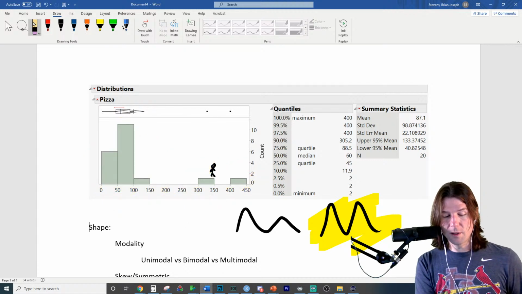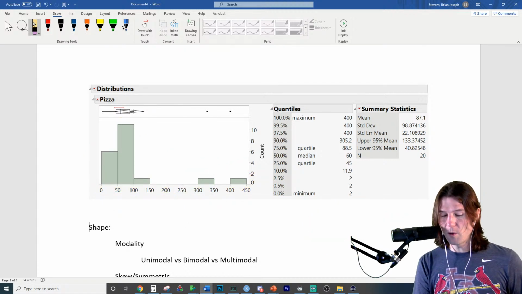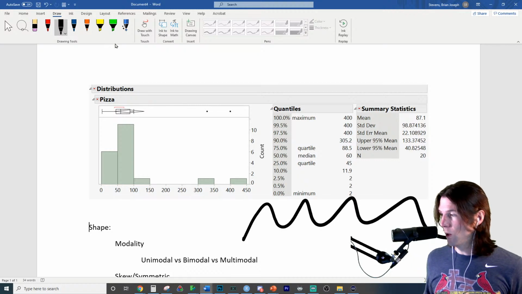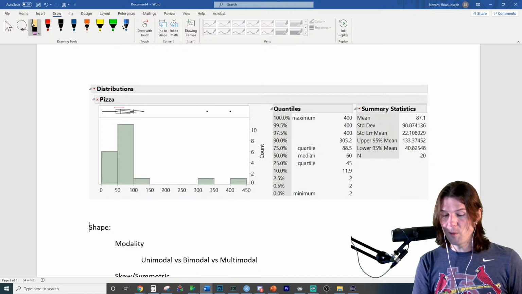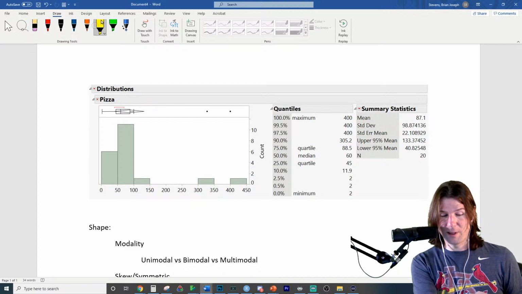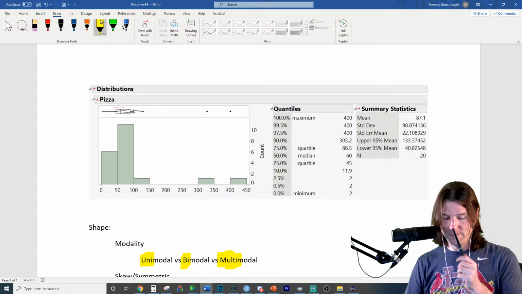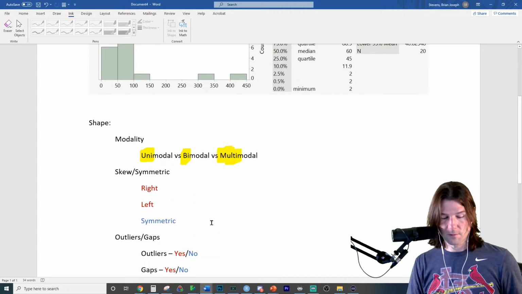We really only talk about bimodal and unimodal. There is multimodal. Multimodal just means it has more than two modes. So with bimodal, unimodal, just think about the word before it, and that'll help you understand what we're talking about here.